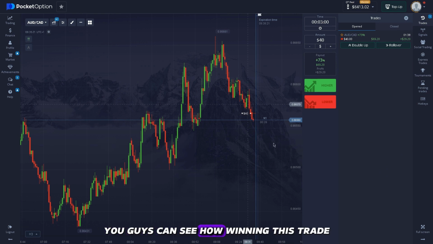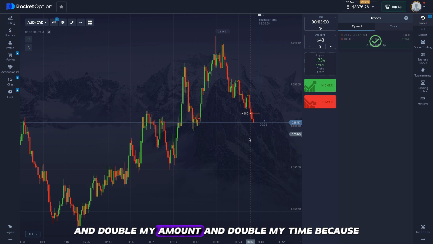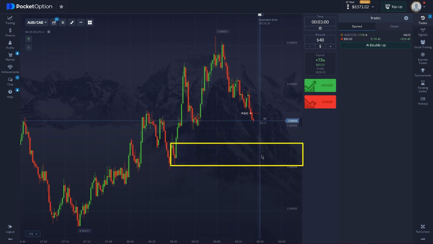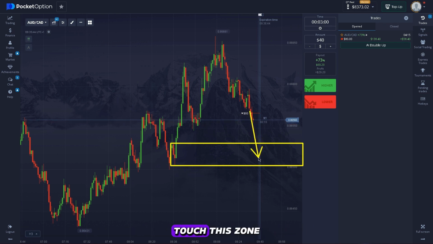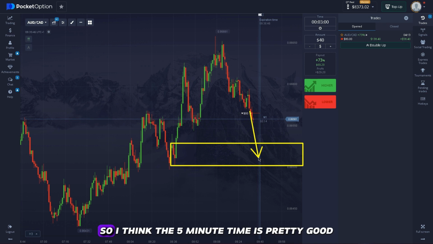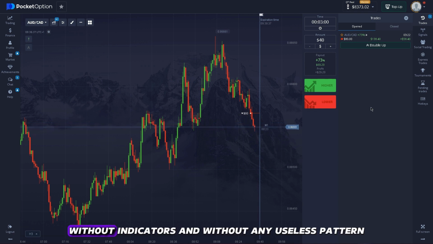As you guys can see, we are winning this trade, but I think I should just roll over my trade and double my account and double my time, because it can easily take 4 or 5 minutes for the market to touch this zone. So I think the 5-minute time is pretty good for this trade. And by the way, I always trade without indicators and without any patterns.